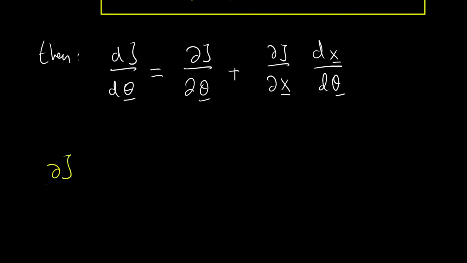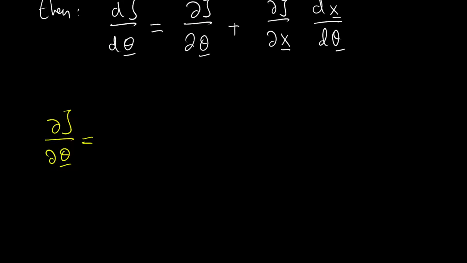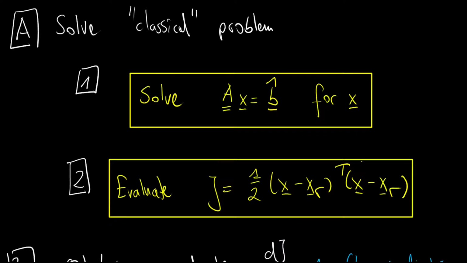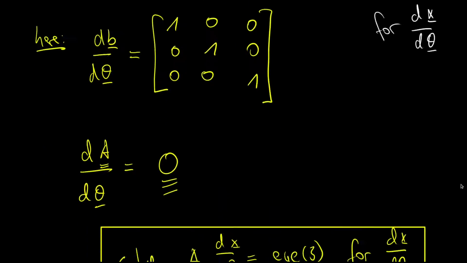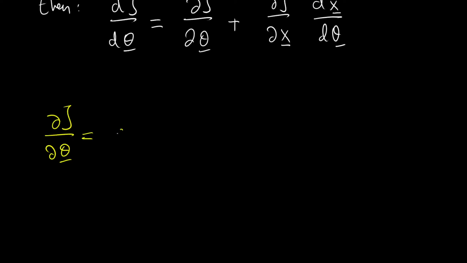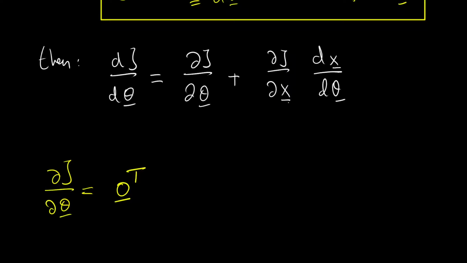So the dj by d theta. For this, let us go to our loss function that we have here. And we also see that there is no dependencies on the parameters. So this gradient will be a 0 vector. And in order to match that gradients are row vectors, we say this is 0 transpose. Then we have dj by dx.